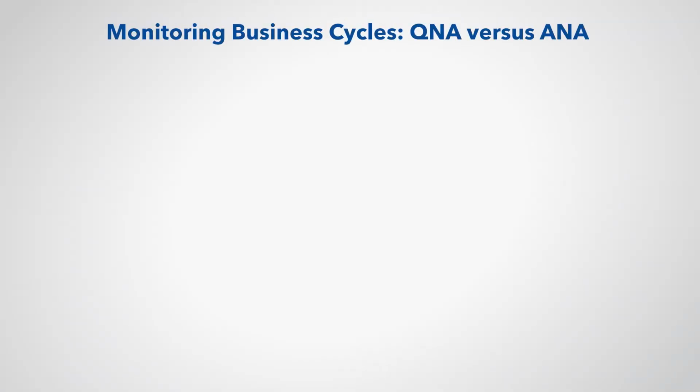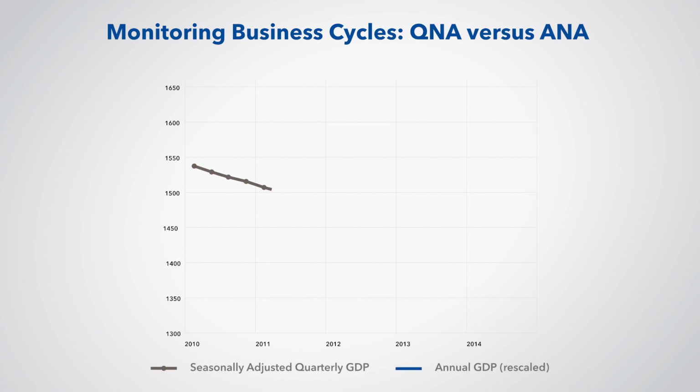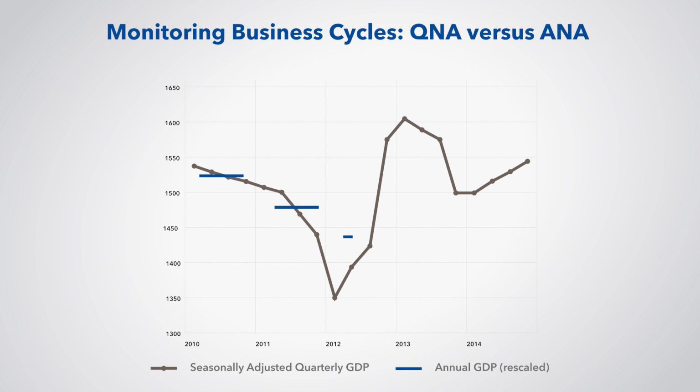This example shows quarterly and annual GDP data from 2010 to 2014. Note that for this example we have rescaled the annual GDP, shown with a single blue line for each year, to equal the average of the quarterly GDP for each year. In fact, the annual GDP is equal to the sum of the quarterly GDP, except for those countries that rescale their quarterly GDP to show the annual rate.